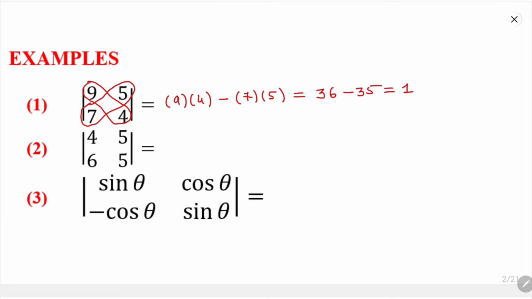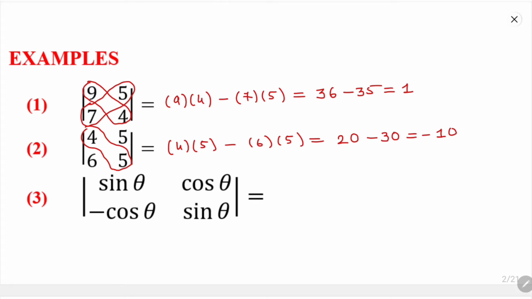Next one, multiplication of these two, 4 into 5 minus 6 into 5. 4 fives are 20 minus 6 fives are 30. So our final answer is minus 10, right?